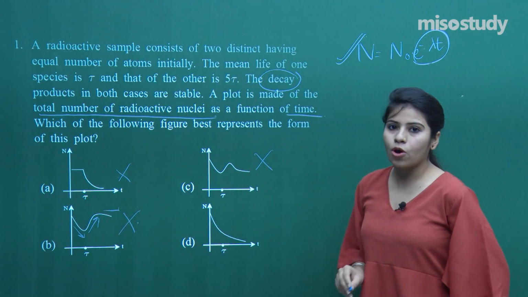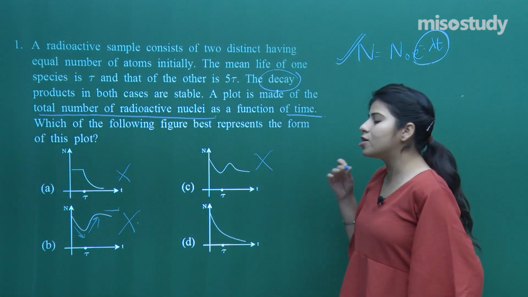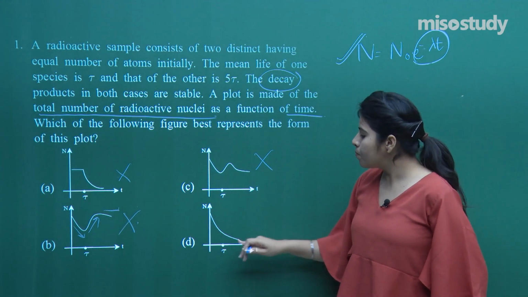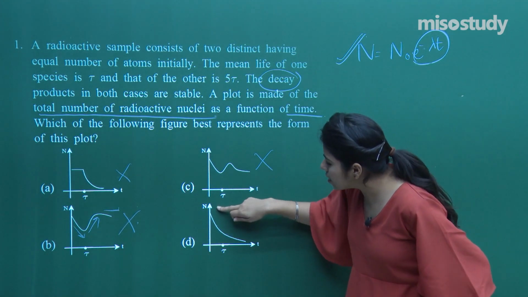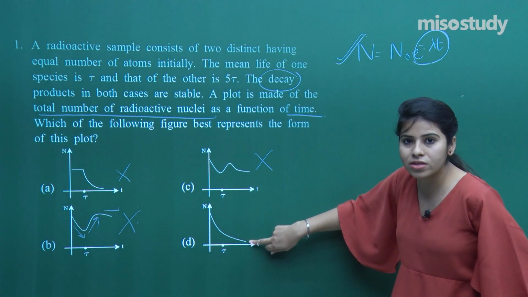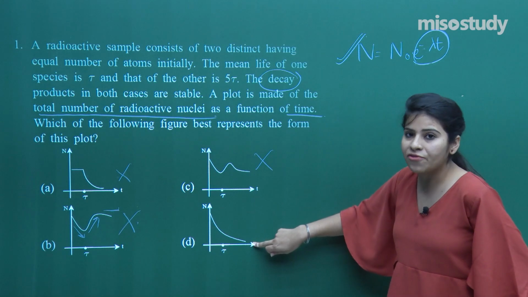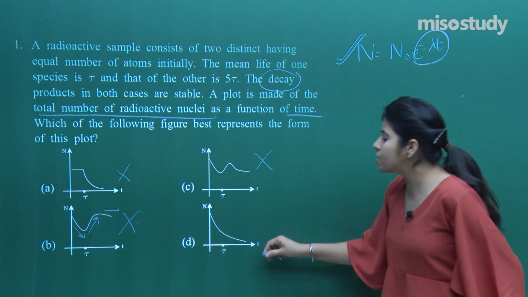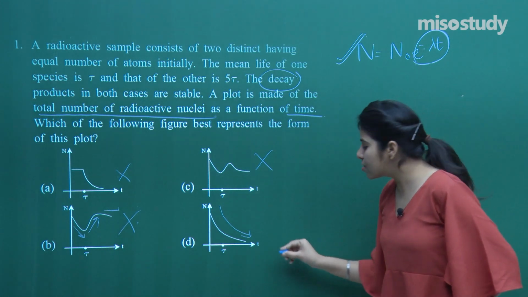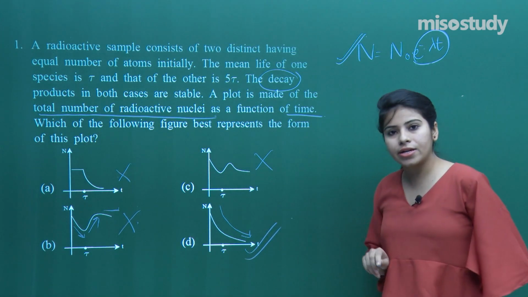So as you can see, only one option is left, but we are going to verify this one also. You can see here that N is decreasing as the time interval increases. So this is definitely the case for us, that it is just decreasing exponentially. That means this must be the correct graph.